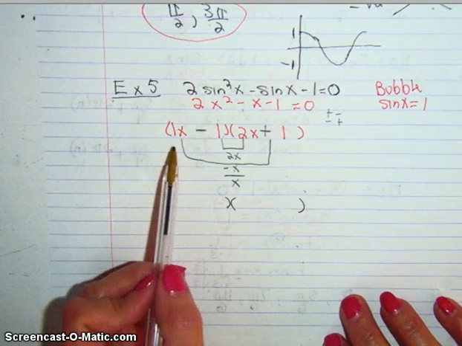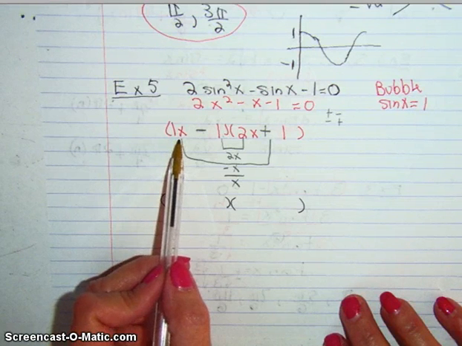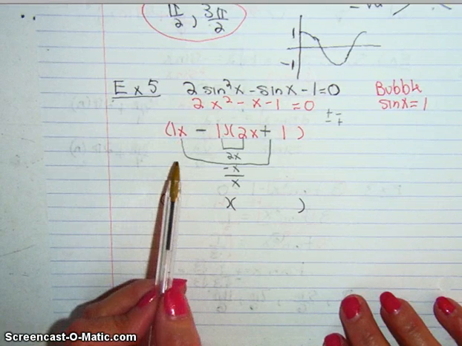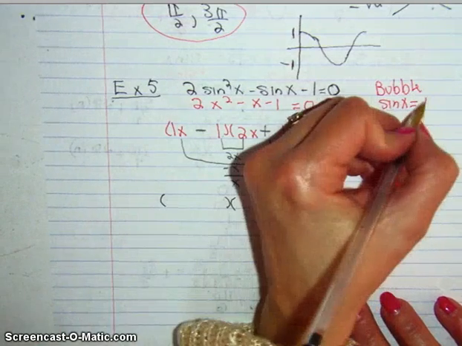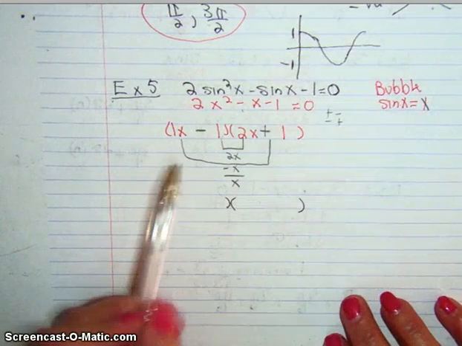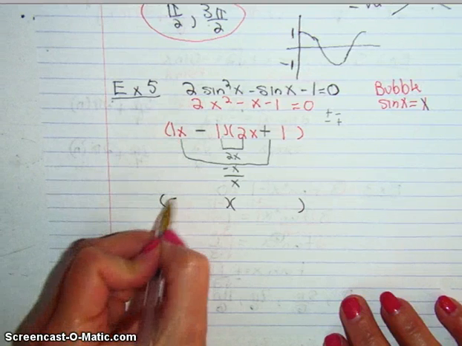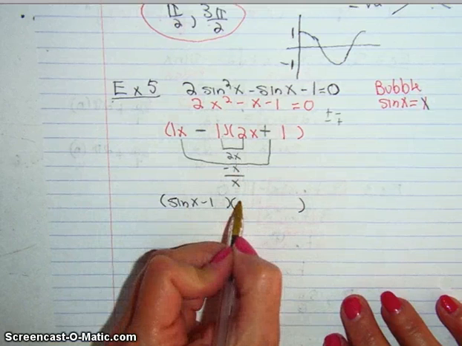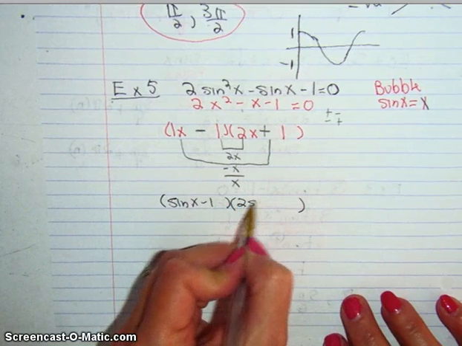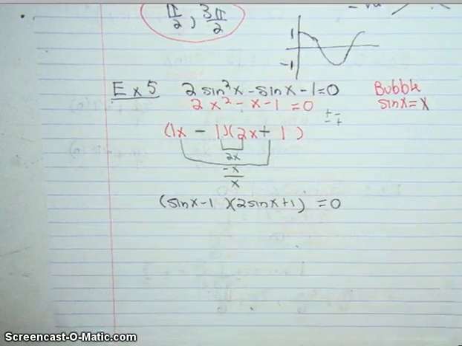Instead of x's? Mm-hmm. So the x is equal to sine x? Mm-hmm. Then why did you put sine x equals 1? I didn't write anything. Or I'm sorry, that's sine x equals x. My mistake. All right. So it'd be sine x minus 1. Mm-hmm. And then 2 sine x plus 1. Very good. Equals 0. Okay?